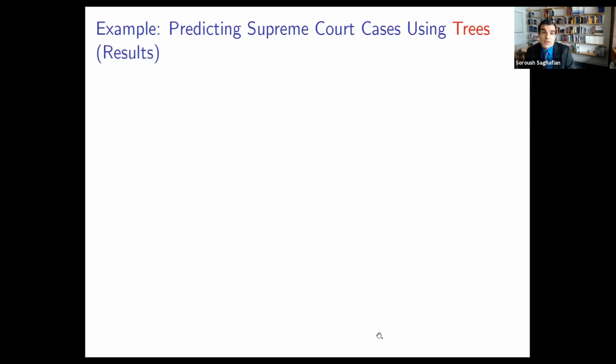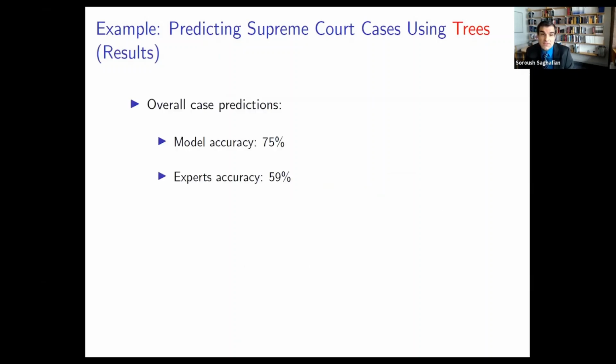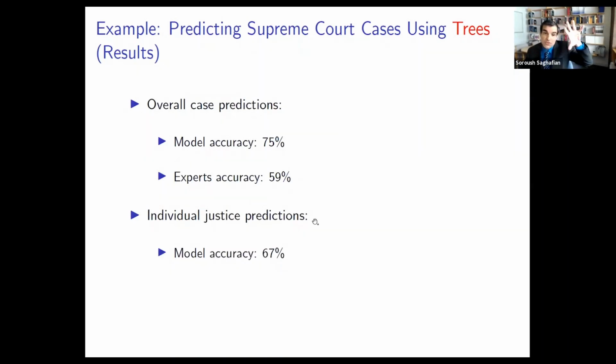So the overall performance of these algorithms was great. Their model accuracy was about 75% versus the human experts, who had 59% accuracy. This is for the overall cases. When it comes to individual justices, the models and the experts were similar. The model accuracy was about 67% and the experts' accuracy was about 68%. So very close for the individual justice predictions, but for the overall case, the algorithm is doing much better than the experts.